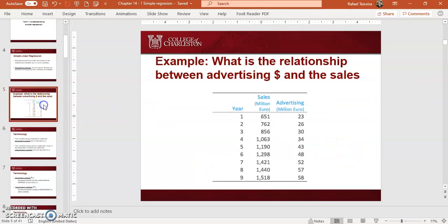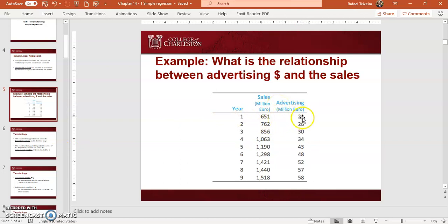So in our example here, the dependent variable is sales, because sales depends on advertising. Advertising is our independent variable. This is our x variable, because it affects the dependent variable, sales. Sometimes it's tricky to determine which one is the dependent and the independent variable. You have to think about the context.